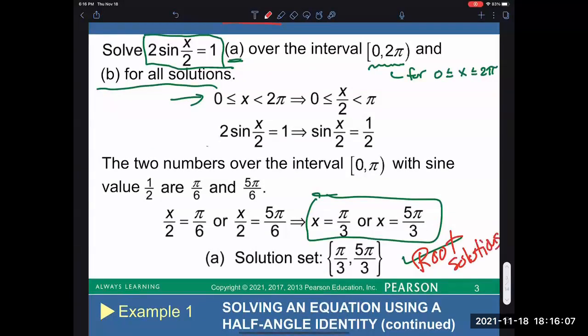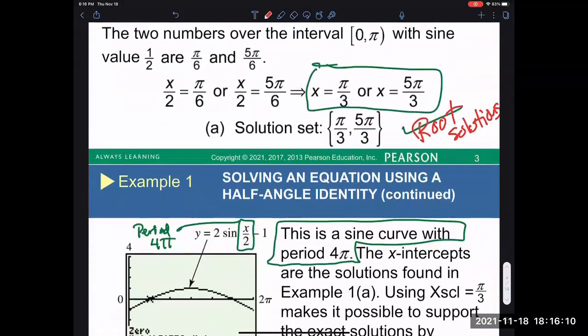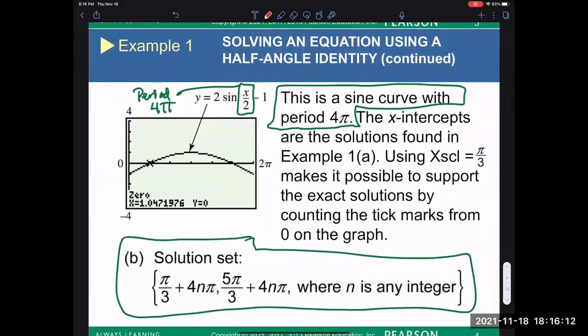And then also, if we want to find all solutions, then you have to consider the period of your trig function with the half angle in it. You recognize that we're not just going to go with the standard period of the sine x function, because when you have sine of x over 2, the period then becomes 4 pi instead of 2 pi.